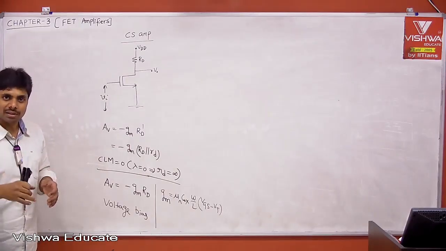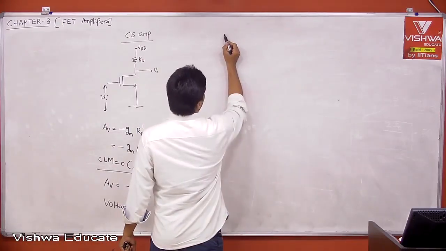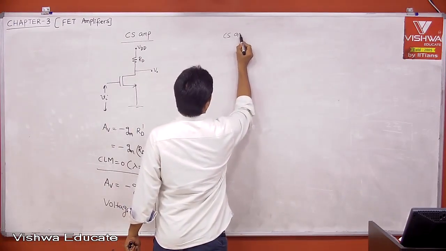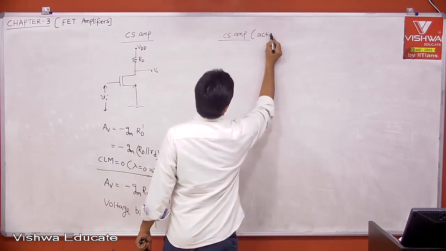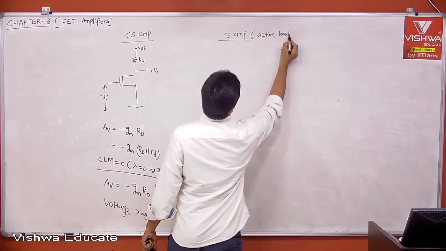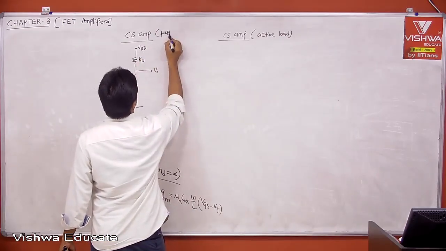But I want to have some path. That is nothing but what? That is nothing but your CS amplifier, but with active load. This is what is called active load. This is what is called passive load. This is passive load.